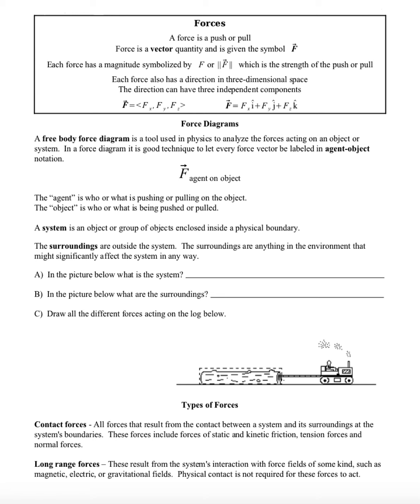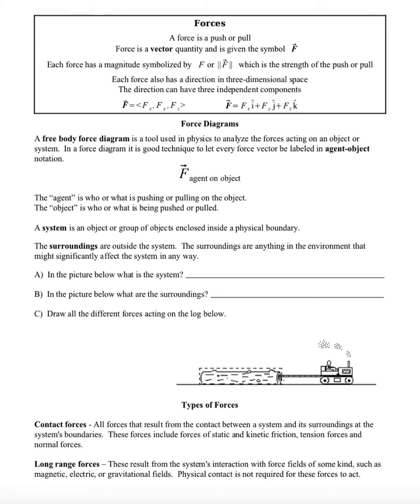In a force diagram, it's good technique to let every force vector be labeled in agent-object notation. The form of agent-object notation is shown below. The agent is who or what is doing the pushing or pulling on the object. The object is who or what is feeling the push or pull.